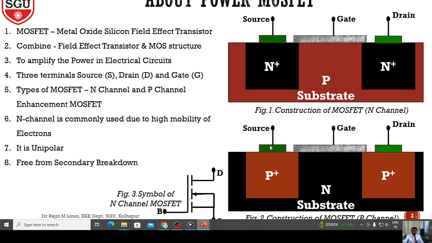Then P is connected to the source, then P plus is also connected to the drain. Here also silicon dioxide is placed. I will show in the next slide.